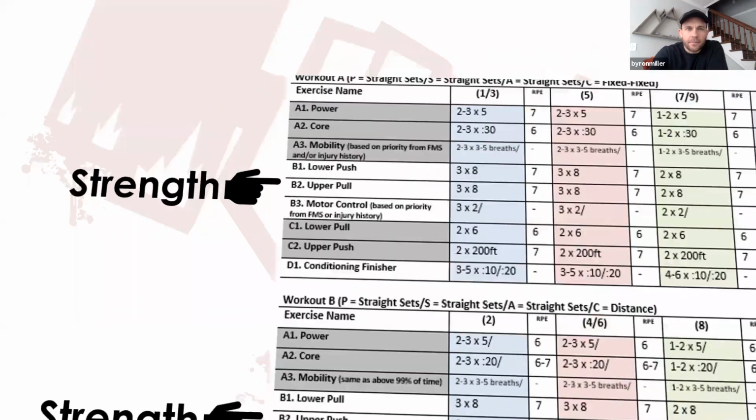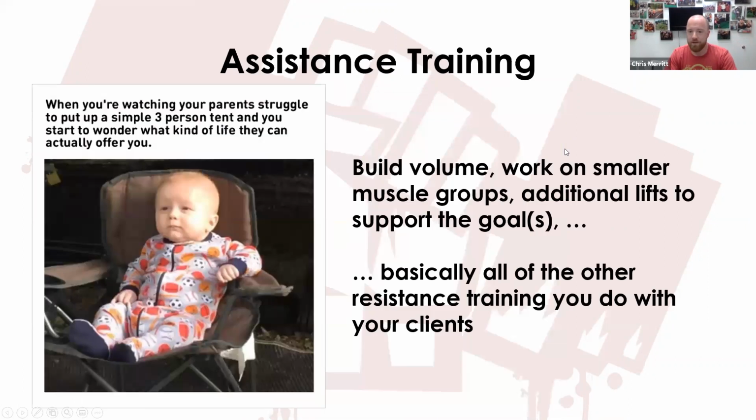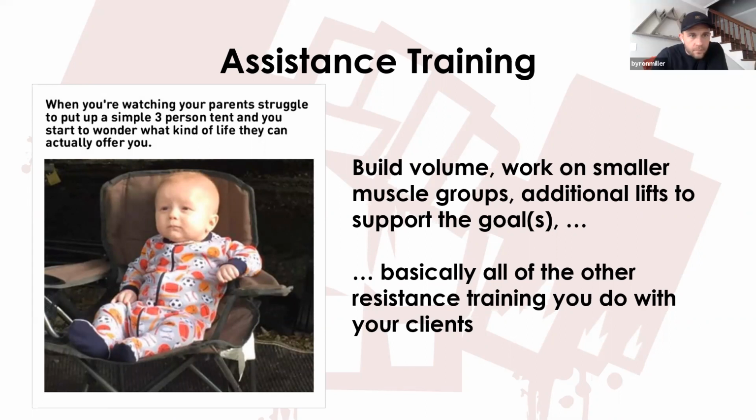So strength. Next, assistance, which is the one that I get the most questions on when I go and present. Like, I don't understand what assistance is. Different people call it different things, but we just call it assistance in our training. And people are like, well, what's it assisting? I'm like, well, it depends on the goal, right? The easiest way to classify what I'm saying here is that this is the time in our programming where we look to build more volume, work on smaller muscle groups, even though we don't really think about training muscle groups most of the time, and additional lifts to support the goal.